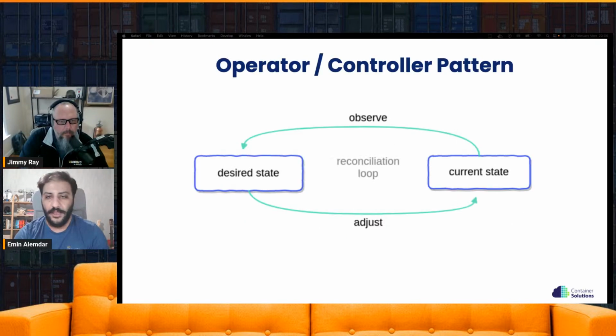When we look at the architecture, it's basically the operator controller pattern in Kubernetes. So we have a desired state, we have an actual state, the current state, and there's a reconciliation loop in between, and it constantly observes the current state, and if the desired state is not matching the current state, it adjusts the custom resource object to be able to match the desired state.